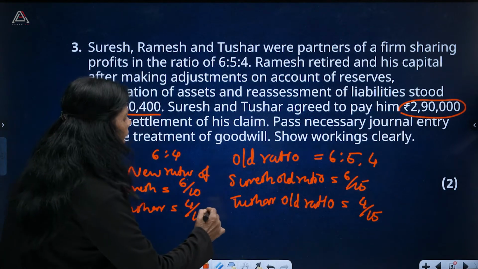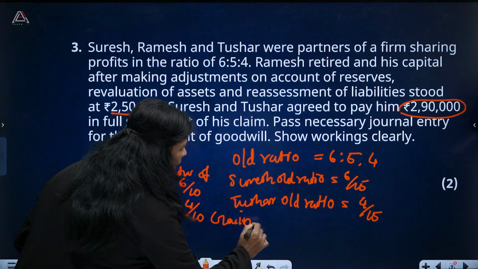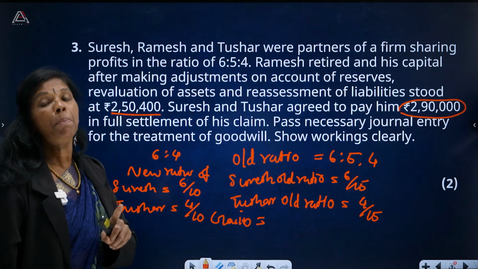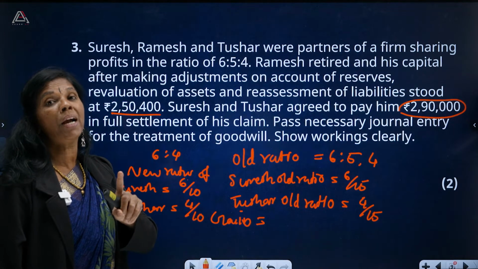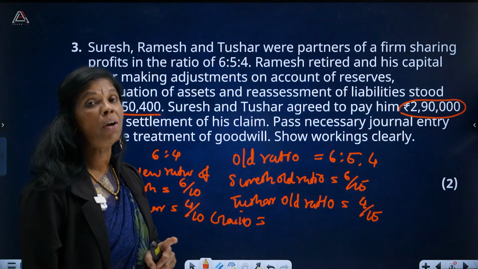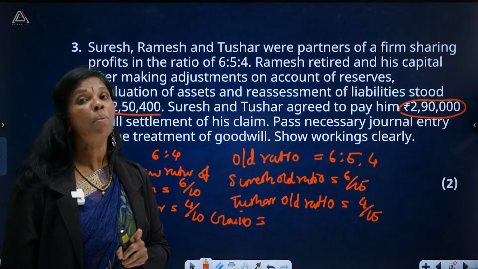Then we have to find out gaining ratio. Gaining ratio is equal to new ratio minus old ratio. So only for remaining partners we have to calculate gaining ratio. Gaining ratio means it is the ratio in which remaining partners share the retiring partner's share of profit.